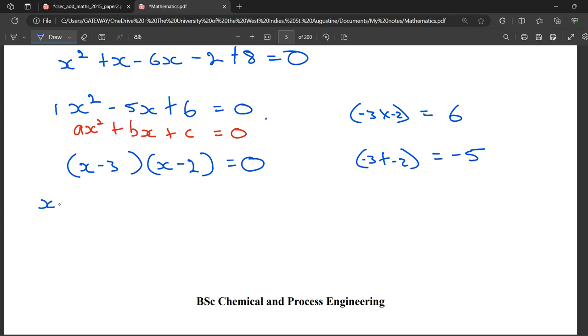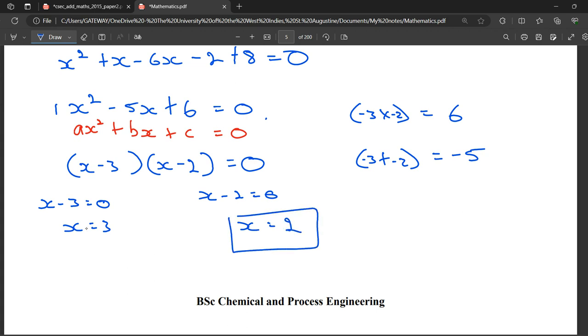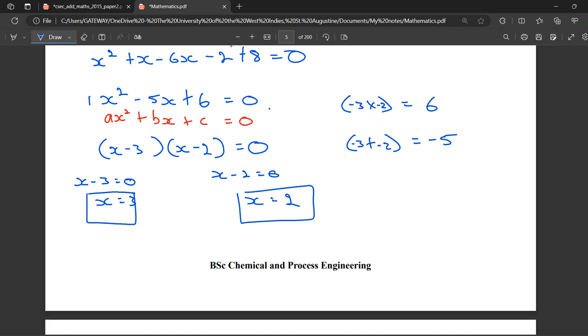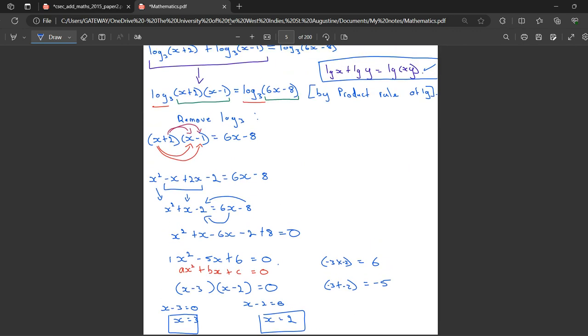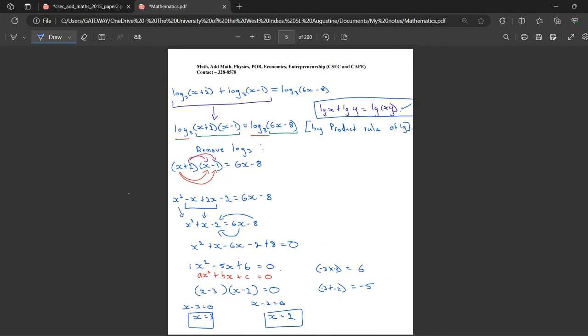So x minus 3 is equal to 0. Therefore, x is equal to 3. And x minus 2 is equal to 0. Therefore, x is equal to positive 2. So x is positive 2 and x is positive 3. So we have two solutions for x here. Positive 3 and positive 2. Very, very important to know and understand how to solve log equations. Right?